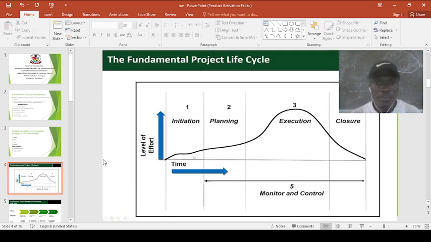So this is the project life cycle. At the beginning, a project is born when a customer identifies a need to set up a certain project. When a need is identified by the customer, an organization can come up and set up a project, and these are the different phases through which a project is undertaken. It first undergoes the initiation phase, the planning phase, execution, and the closing stage.